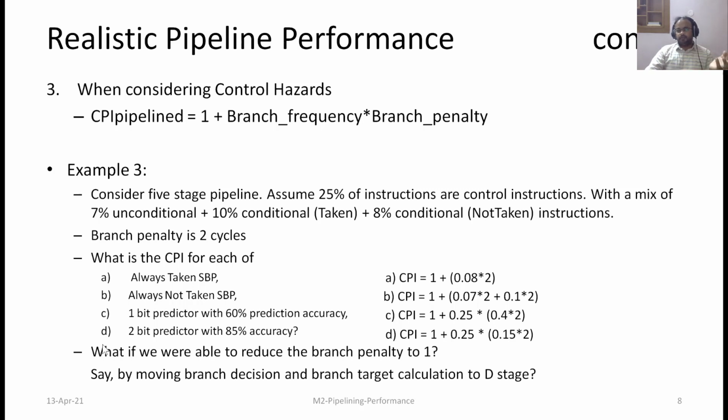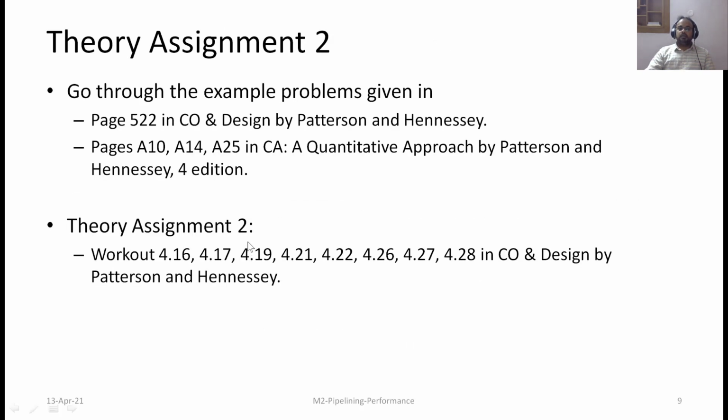Now what if we are able to reduce this branch penalty from 2 cycles to 1 cycle? That was one of the first optimizations we saw with control hazards, right? Where we tried to move some logic from the execute to the decode stage. Because of that, to get the new CPI, in the above equations replace 2 cycles delay with 1 cycle. So you definitely see an improvement in CPI.